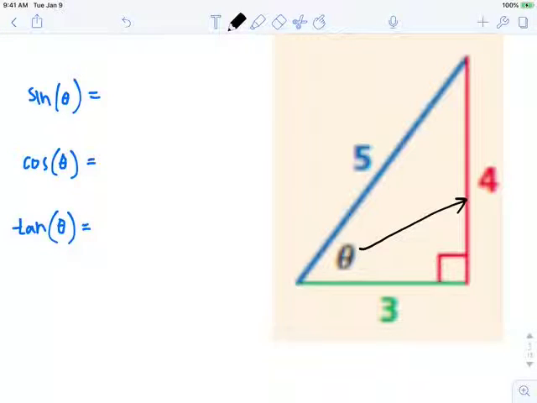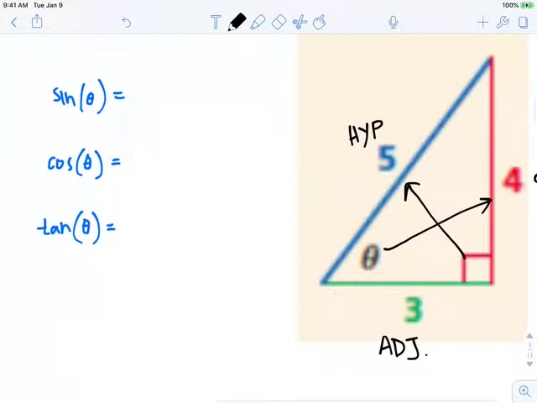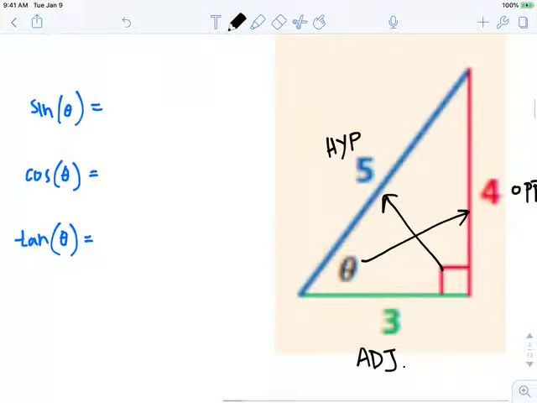Theta always aims at what side? Opposite, adjacent, hypotenuse? You all remember? Opposite. Okay, so this theta always looks at the opposite side. The first easiest one to find is the hypotenuse. The right angle always points at the hypotenuse. And then that leaves us with adjacent. All right. That's helpful because these trig functions are defined in terms of these sides, opposite, adjacent, and hypotenuse.